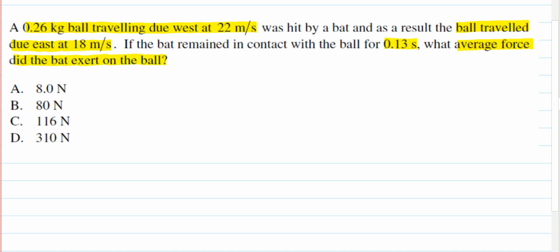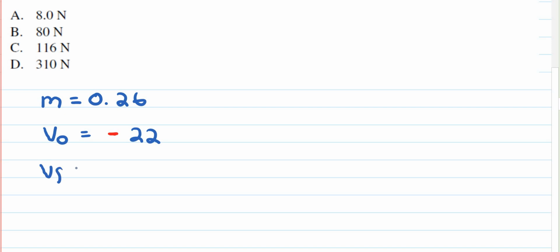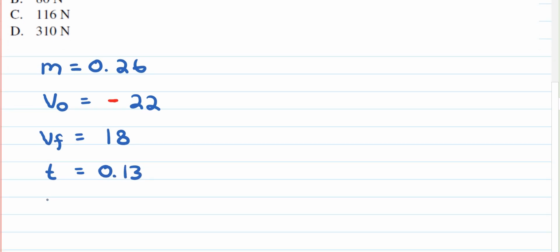Okay, so let's take a look at this problem now, and let's start off by collecting some information here. So we know the mass in this particular problem is going to be 0.26 kilograms. We know that the initial velocity for this problem is going to be, well, it says 22 meters per second west, so let's put a minus sign there for the west direction, and the initial velocity would be -22 meters per second. And we know that the final velocity, since it's going in the east direction at 18 meters per second, is just 18 meters per second. And the time acting in this particular problem is going to be 0.13 seconds. And we want to find the force that's acting in this particular problem here.